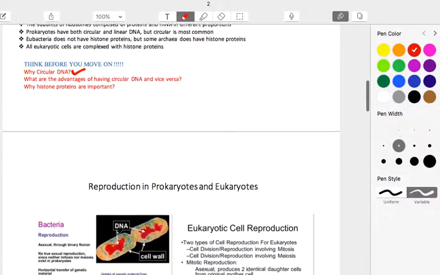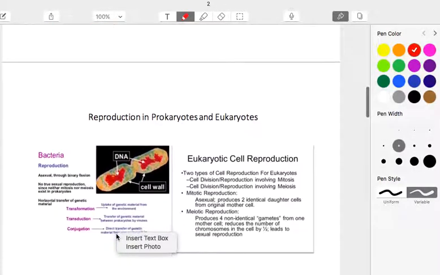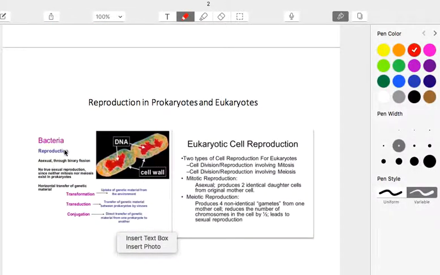Let's talk about reproduction in prokaryotes and eukaryotes. Prokaryotic reproduction is basically asexual, but they may go through sexual reproduction also. It is not all the time asexual. In prokaryotes, binary fission is very important, in which the cell grows and replication takes place. How replication takes place, we're going to talk about in just a few moments.